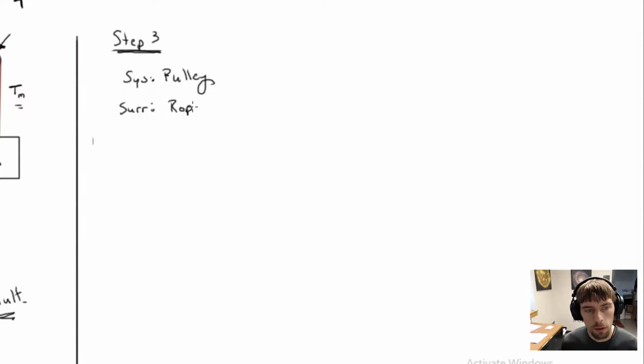Good, so we have the ropes. Say Tm, T big M. Yeah, good. We have the earth, say Fg. And we have the support, right? This pulley is supported. I'll call that a normal force.